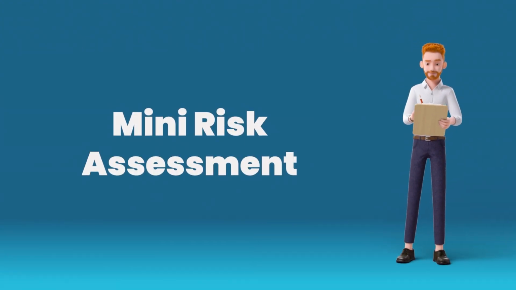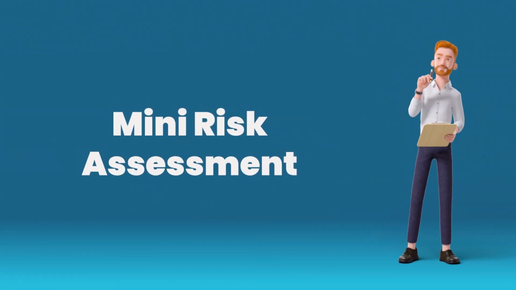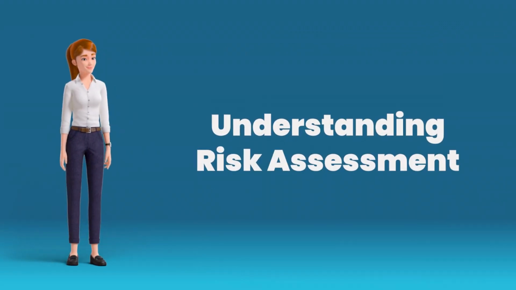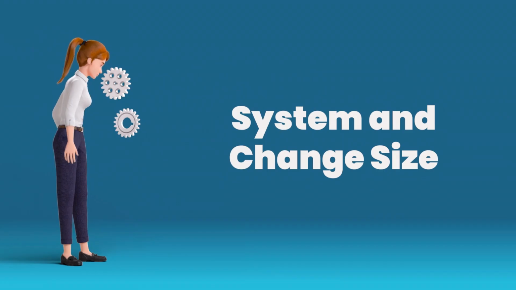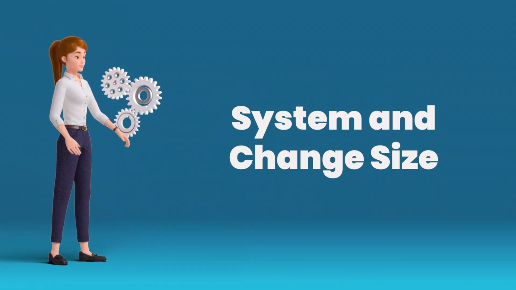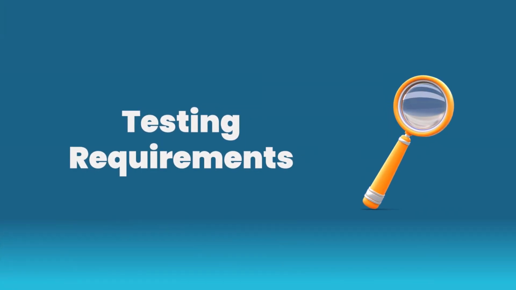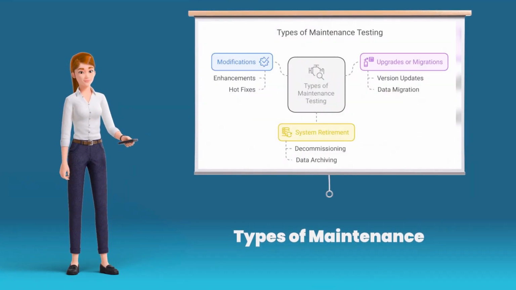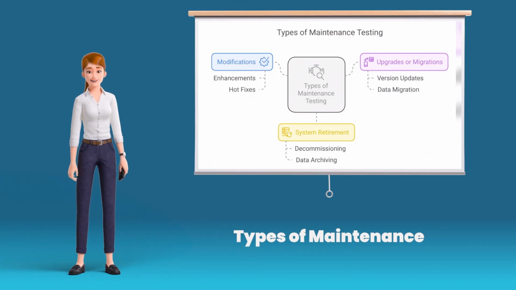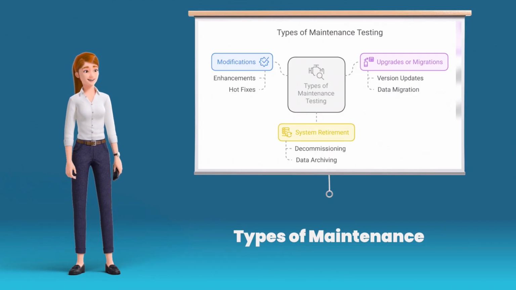So it's like doing a mini risk assessment every time a change happens? Exactly. And the size of the system and the change matters too. A small fix in a large system might need more testing than a large fix in a smaller system. Maintenance testing can be triggered by a few different things: modifications like enhancements or hot fixes, upgrades or migrations, or even the retirement of a system.